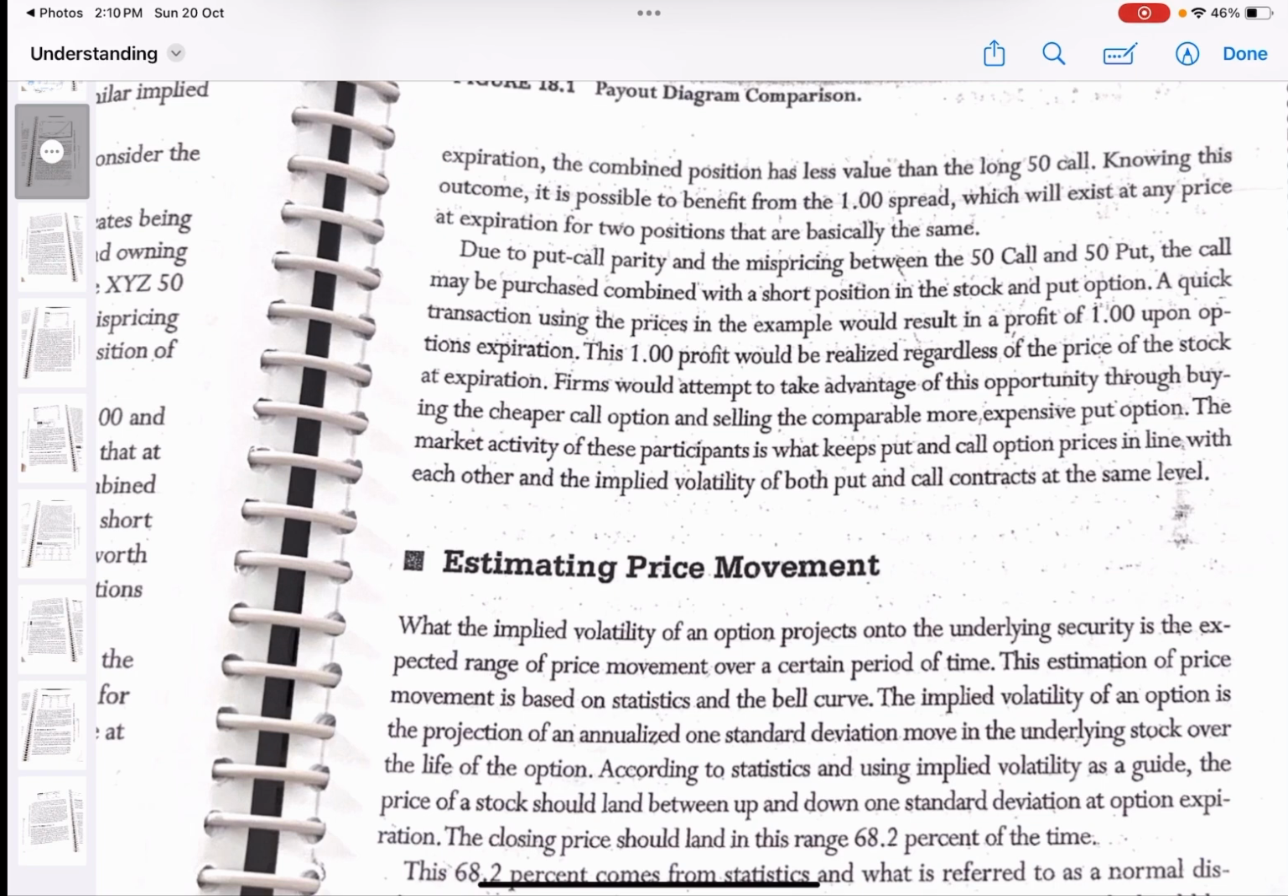What is a put call parity? You can buy a stock and the stock option together. So in that case, you are getting an opportunity to make more profit because there is a mispricing, because the call and the put option, both of them have to be priced in the same range. So you'll get a profit.